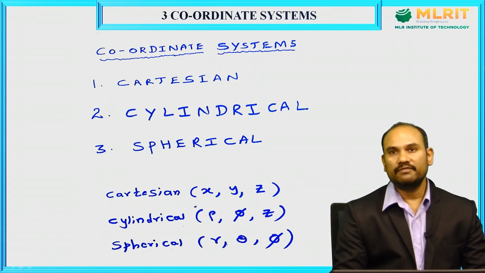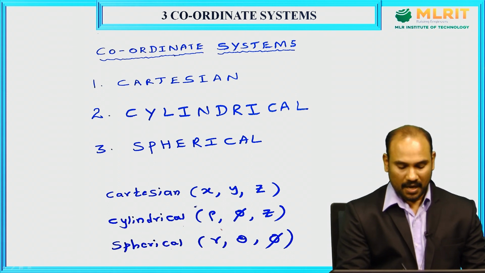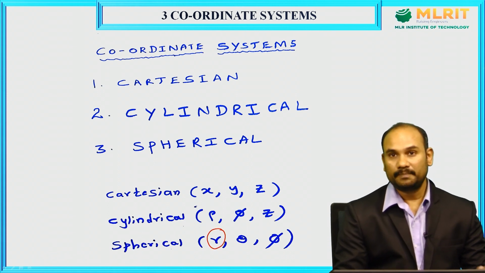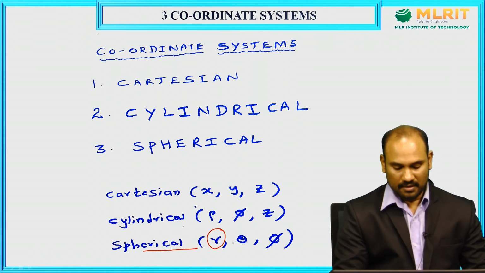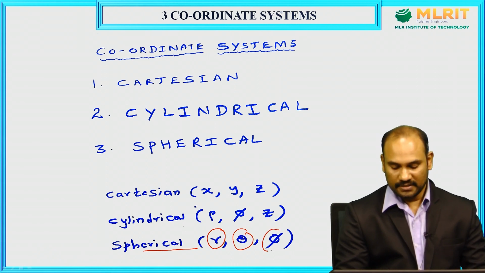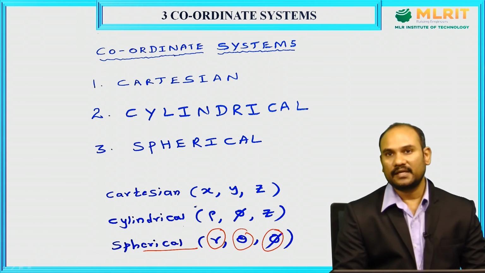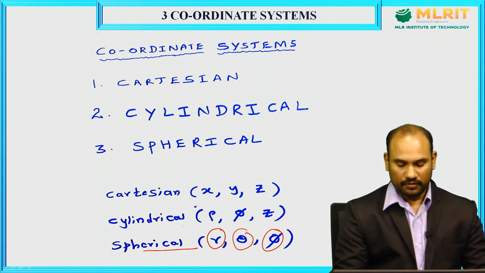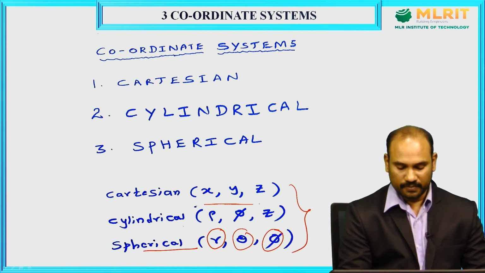Next, coming to the third one, the spherical coordinate system. R stands for radius of the sphere, and theta stands for elevation angle, the angle measured in the vertical plane. Phi stands for azimuthal angle, the angle measured in the horizontal plane. So, you have these three coordinate systems with corresponding symbols.